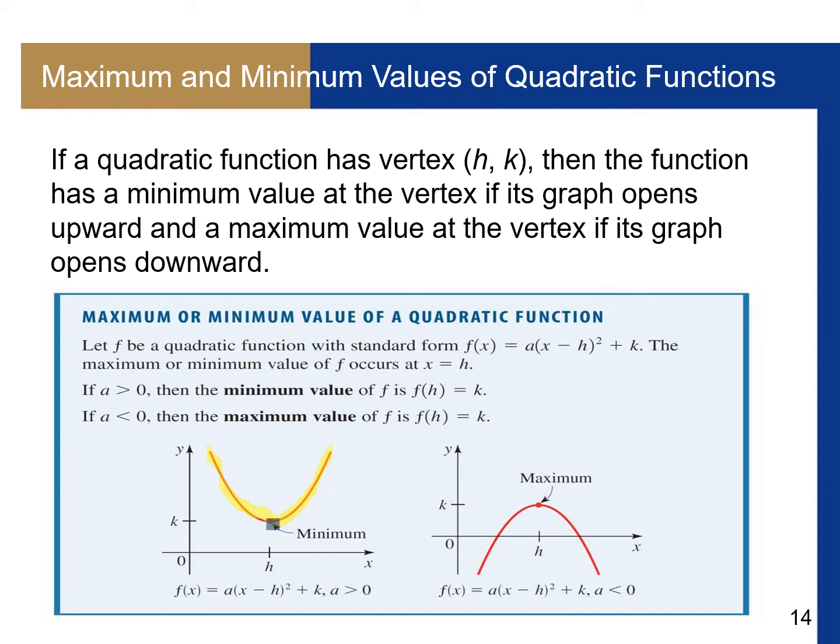If my graph opens downward, meaning that the number in the front would in fact then be negative, then I'm going to have a maximum, and my maximum is going to be right here at the vertex. So again, if our a value in the front is positive, I'm going to have a minimum value. If it's negative, I'm going to have a maximum value.